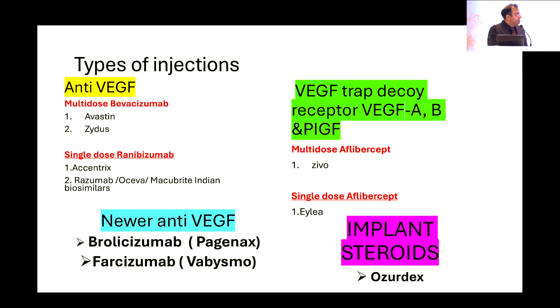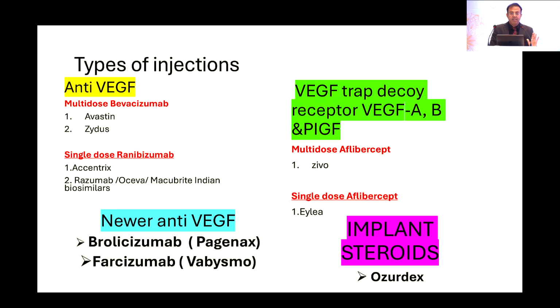Now Pagenex is very excellent. It does an excellent drying of the fluid, but there is a small concern about vasculitis in 1 to 4% of patients, so you need to be a little careful. Faricizumab is something which has come up for the last 2-3 months only, and this is also working well because it has a more efficient way of working.